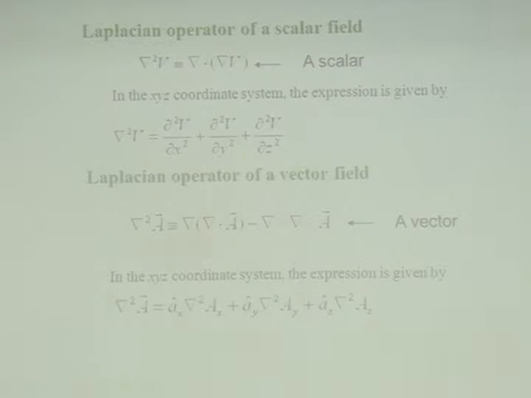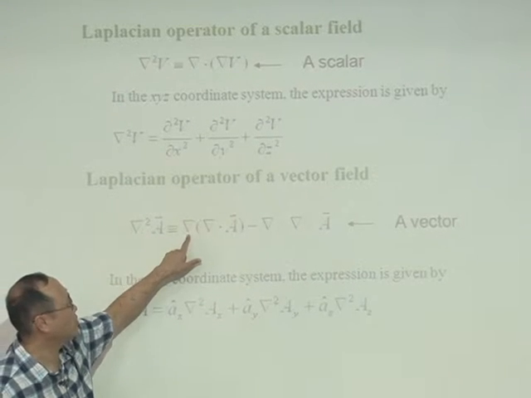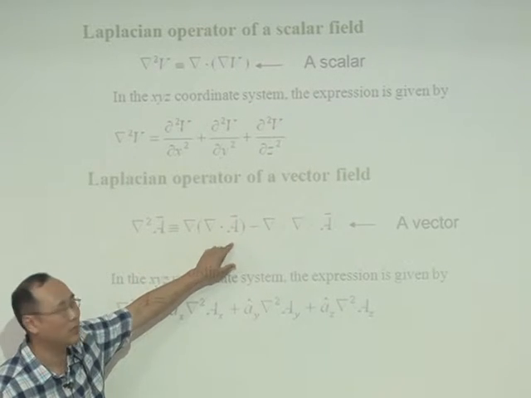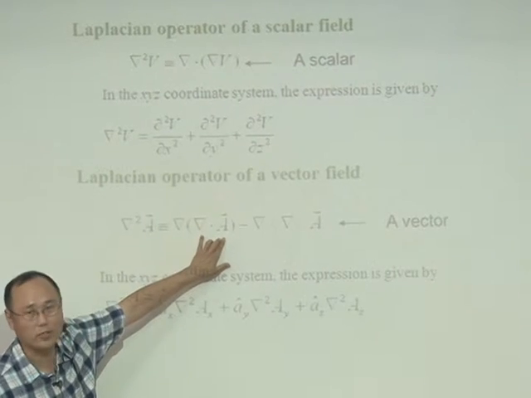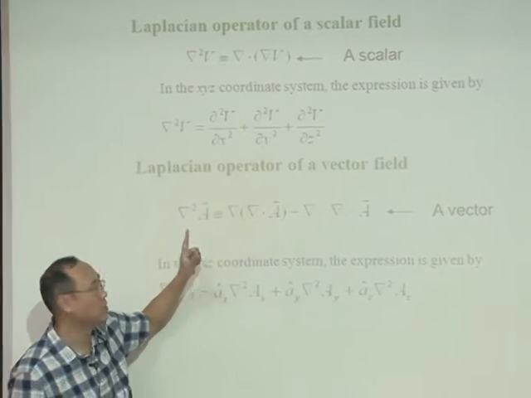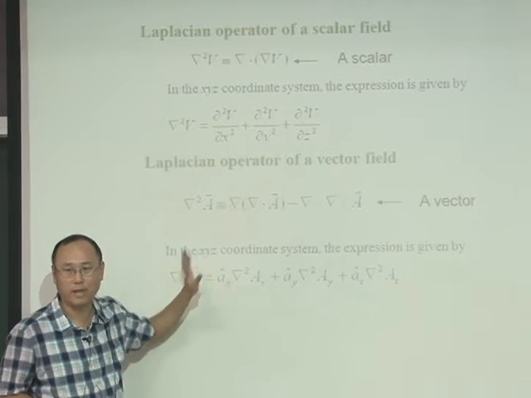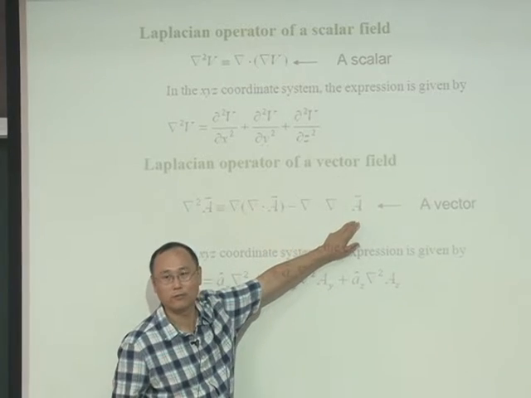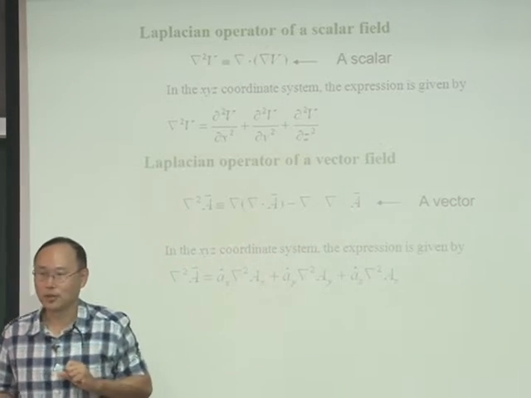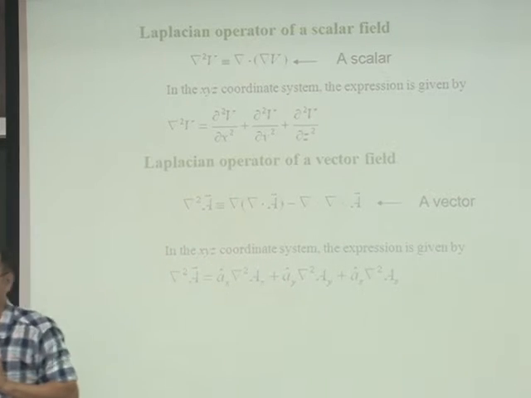For the vector Laplacian, the definition is a little bit complicated. That is the gradient of the divergence of A. You notice that the gradient gives you a vector. This will give you a scalar. So the whole thing is a vector. So the vector Laplacian is a vector. Then you have to do the double curl for a vector. The subtraction of this from this gives you the vector Laplacian.